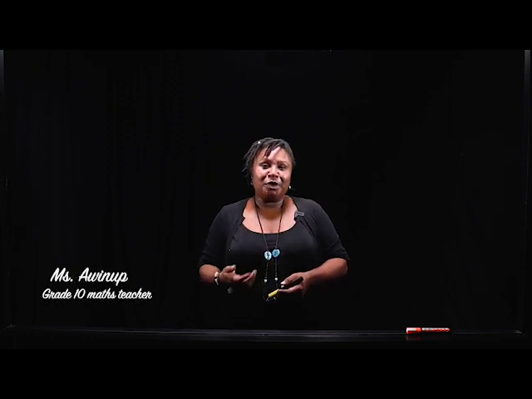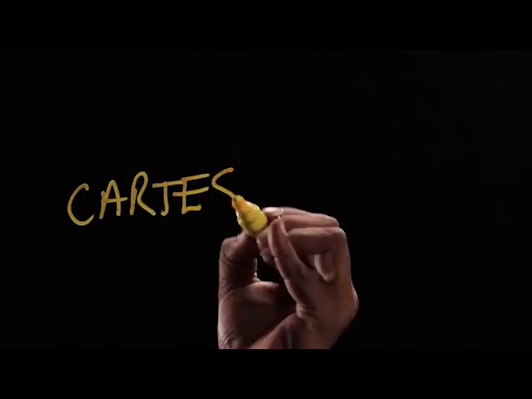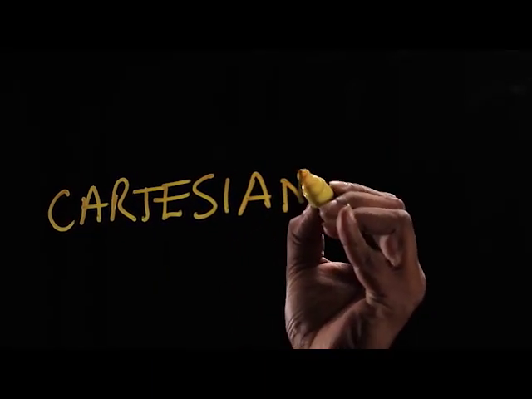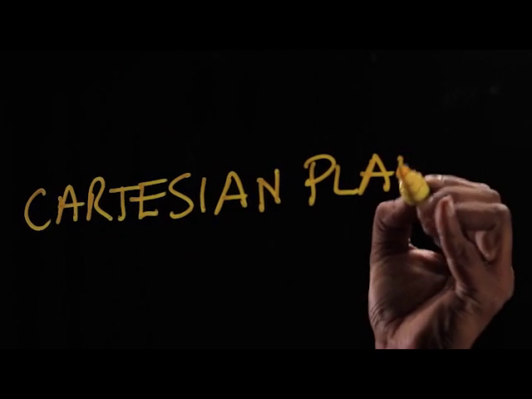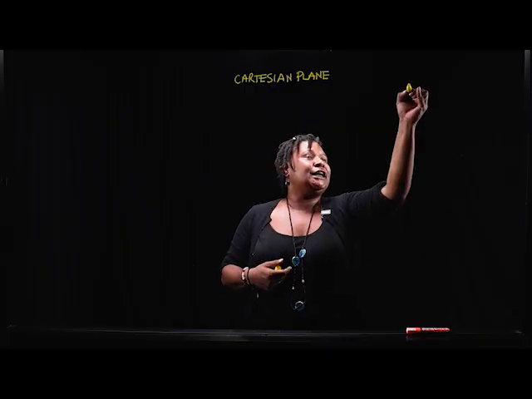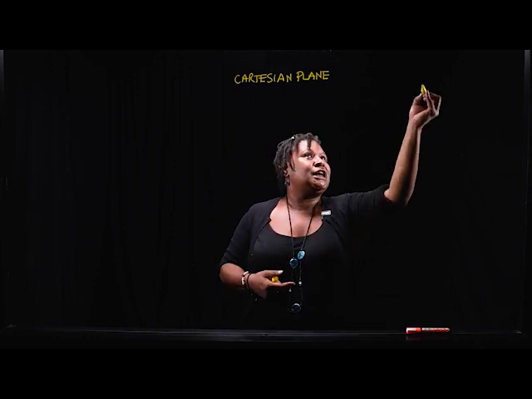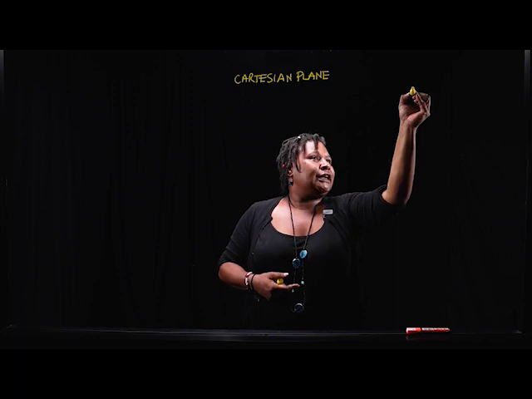In our last lesson, we looked at algebra and how to solve equations. In today's lesson, we are going to look at the Cartesian plane. The Cartesian plane is made up of two number lines. These two number lines intersect at right angles.